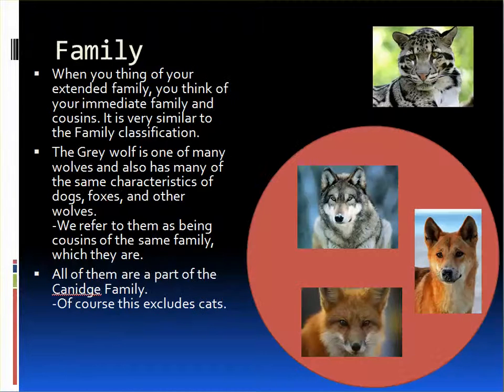Now we have the family. When you think of a family, you think of your personal family and possibly your extended family. The gray wolf looks very similar to dogs, foxes, other wolves, and the dingo. When you think of someone that's a little different, you would think of the cat family. Therefore, the clouded leopard has been removed from this category. The name of this family is the Canidae family. I might have butchered that name, but the family at this point includes only the gray wolf, the dingo, and the fox.